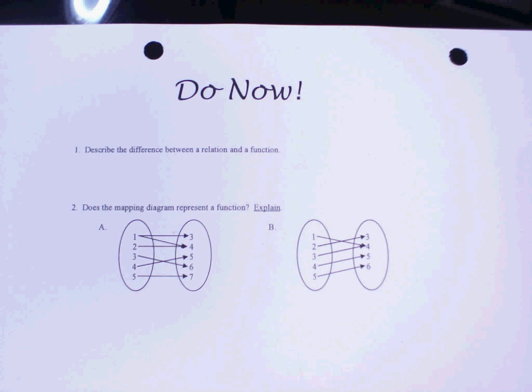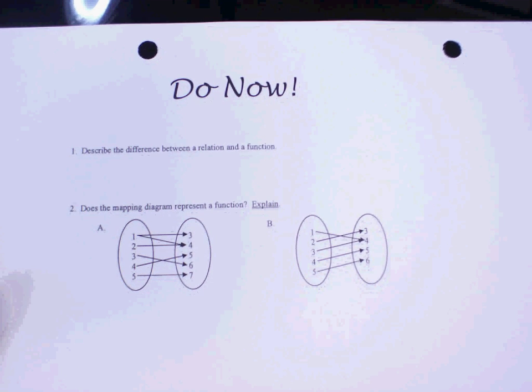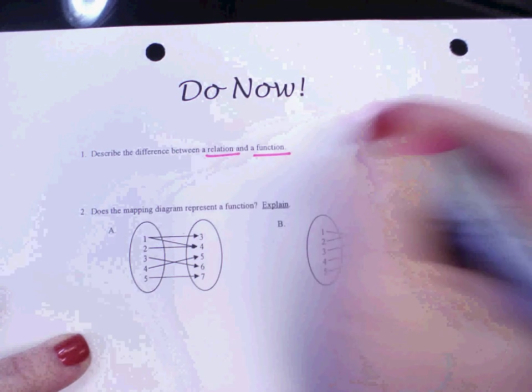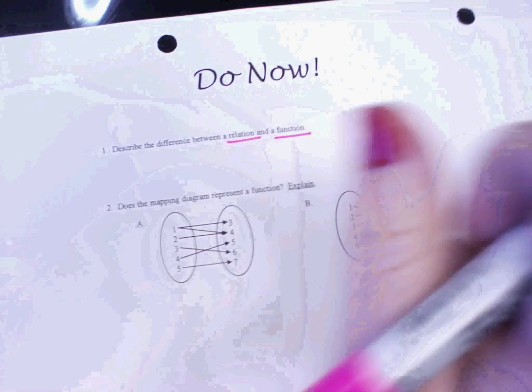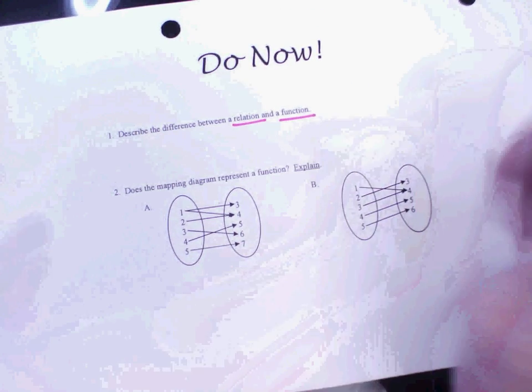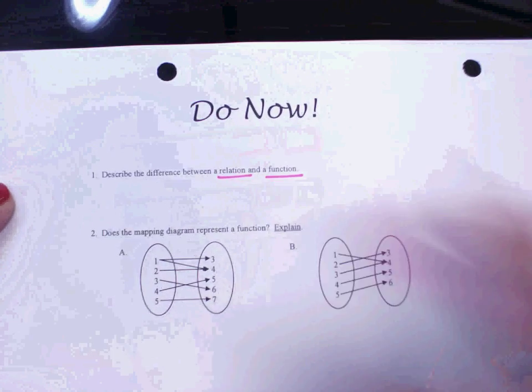Ahead and start. So the first one says describe the difference between a relation and a function. So talk to me. In a function, the elements of the domain cannot repeat. In a relation, it really doesn't matter. Okay? So let's write that down.